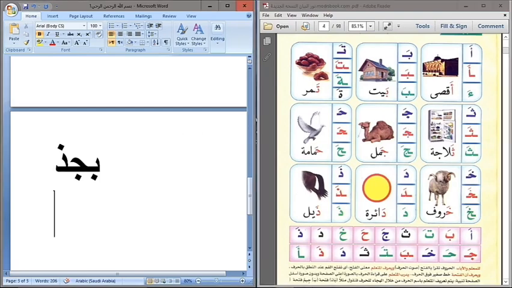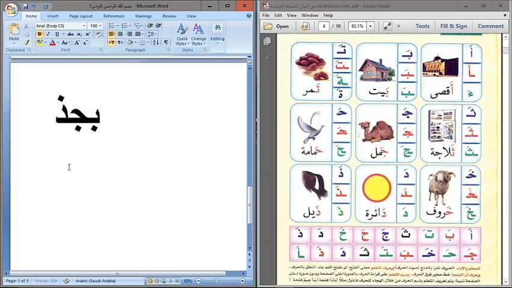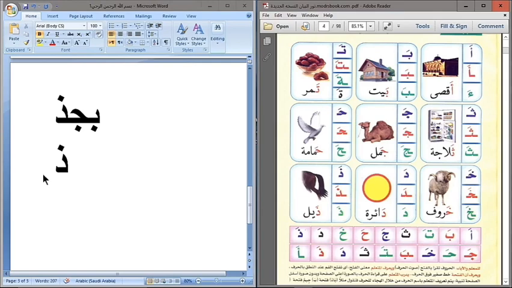Let's form one with, let's say, dhal. This is dhal. So when we write dhal at the beginning, it's like this. The next letter that will come after dhal cannot attach itself to dhal. Why? Because dhal is an independent letter. Nothing can attach itself to it. The letter after it cannot attach itself to it because it's an independent letter. Dhal, dal, and hamza are all independent letters.